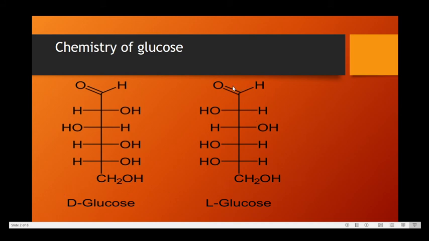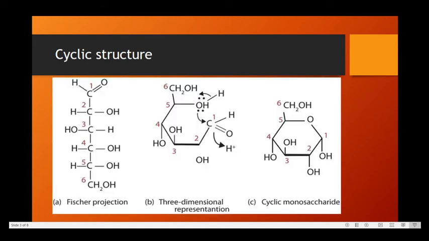And in this structure, this is the asymmetric carbon which is most distant from the aldehyde group, and here the OH group is on the left hand side, so this is L form. D-glucose and L-glucose are mirror images of each other, and these are optical isomers of each other. So till now we have discussed only the linear structure or open chain structure.